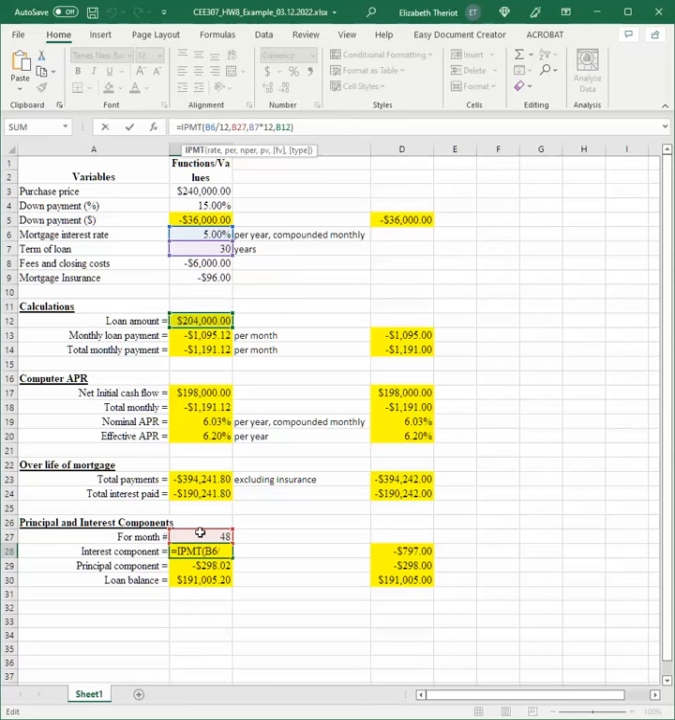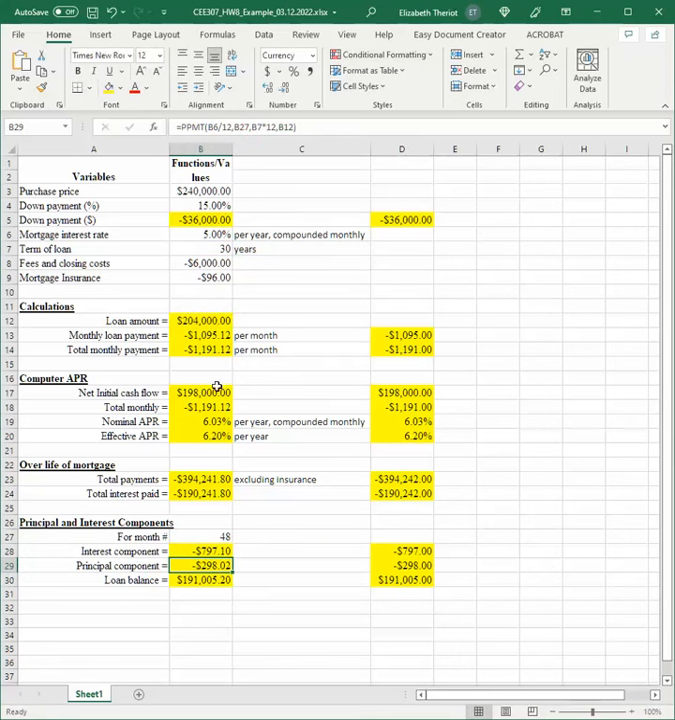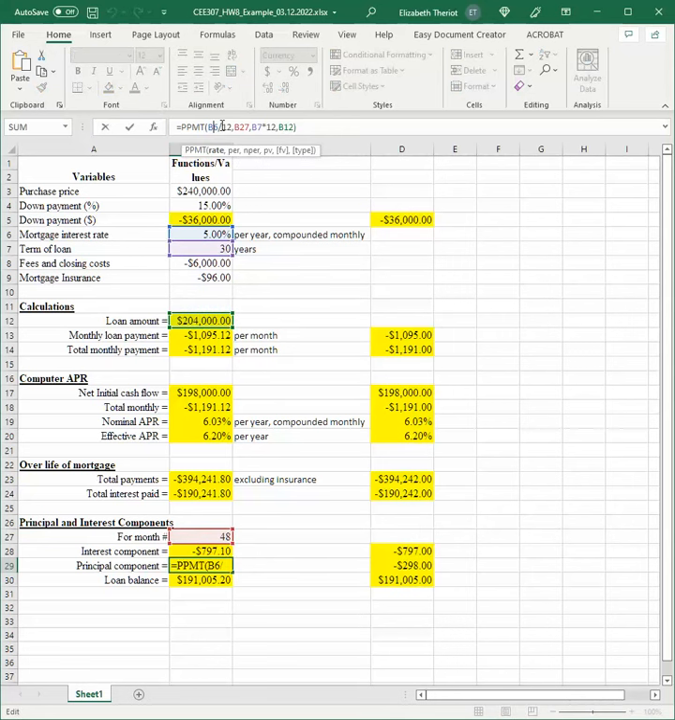Then for the interest component, you use the formula IPMT of the blue B6 divided by 12, then you have B27, comma, B7 times 12, and then B12 for the loan amount. The principal component is just the PPMT, which is B6 divided by 12, your monthly mortgage interest rate, comma, and then you have the period of 48 months, then 30 years times 12, on the loan amount, B12. So you have your blue divided by 12, then your red, then your purple times 12, then your comma green.